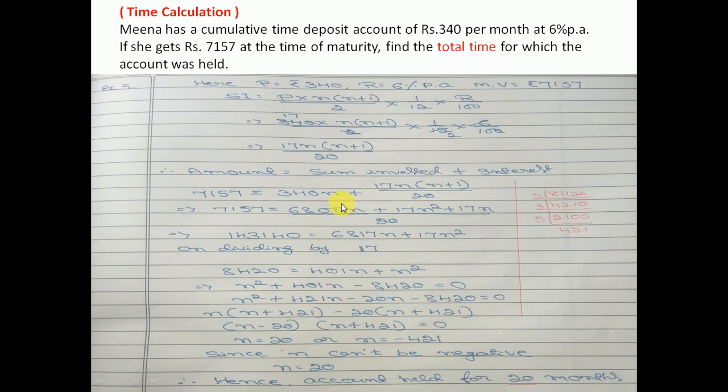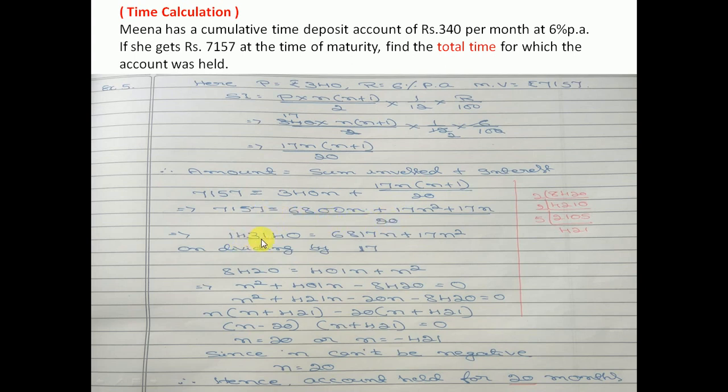Now, as we did before, we have variables in two terms. So take the LCM as 20 for this right side. It is 340 n by 1, so 1 into 20 is 20. Multiply 340 into 20, which becomes 6800 n. And 17n into n is 17n square, 17n into 1 is 17n. Hope you are getting this step. Try practicing it. Then 20 goes up.